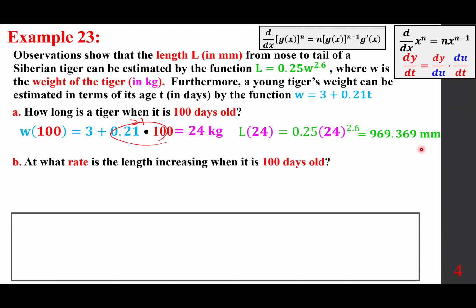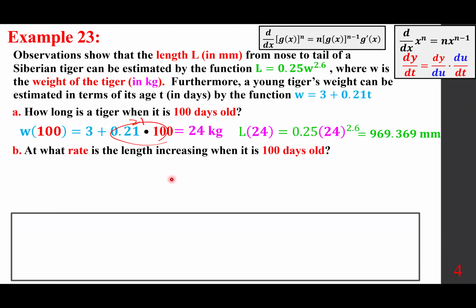However, this part, at what rate is the length increasing when it's 100 days old? This is calculus. So just the way it is, we're going to go with Leibniz's notation. dy/dt is dy/du times du/dt. So we want, in this case, dL/dt. So we're going to write it in this fashion, meaning from L to t, the intermediate variable, what is it? W. So dL/dW times dW/dt.